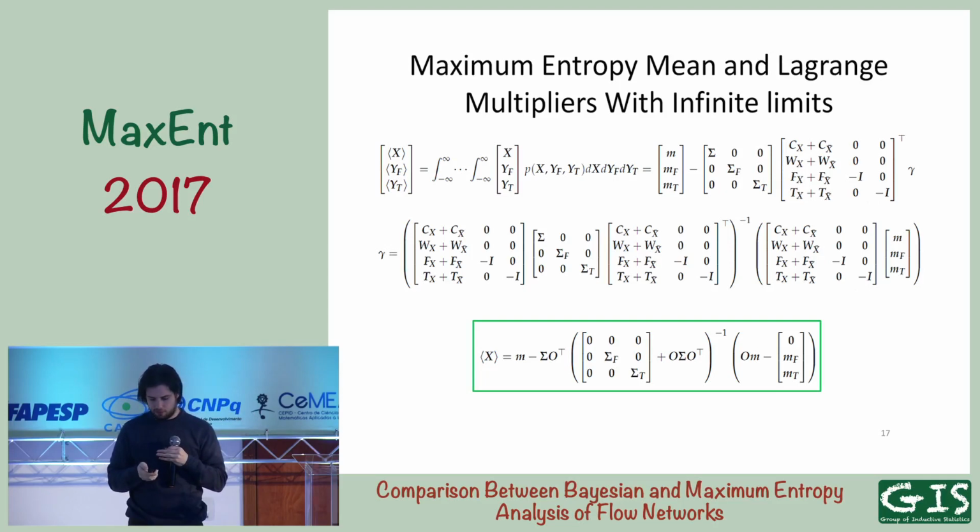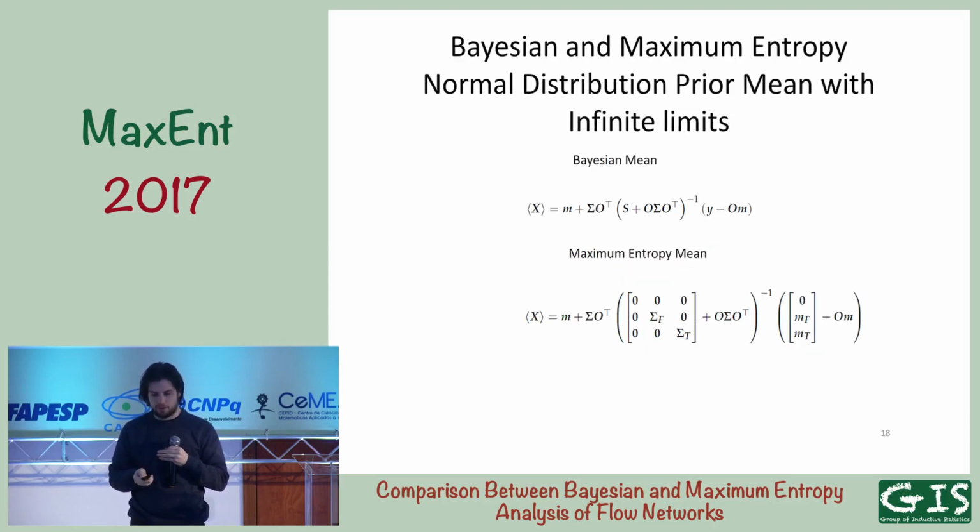So first of all, with infinite limits, a comparison between the means obtained using the Bayesian method and the maximum entropy method. And nicely enough, they actually come out to have equal means in the case of infinite limits. And that can include as many covariates as you want within your observations.